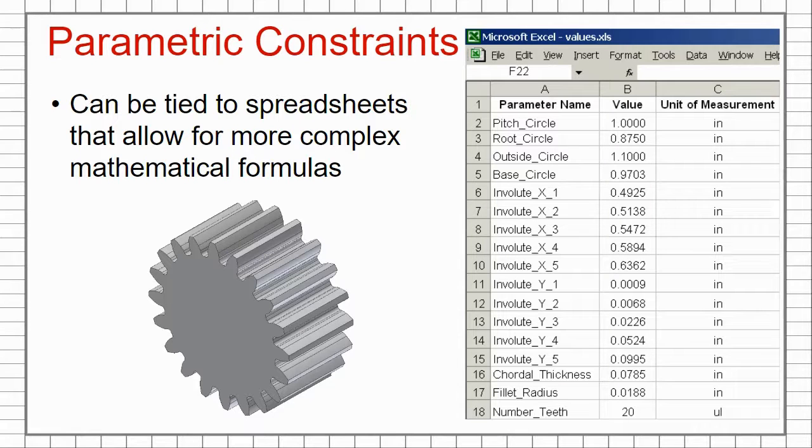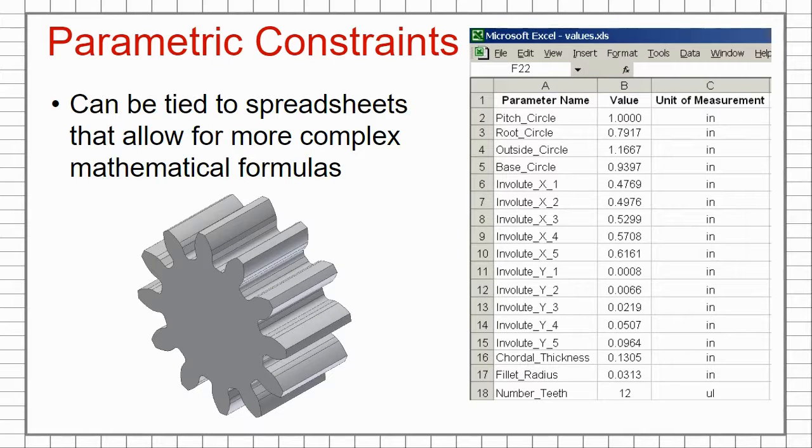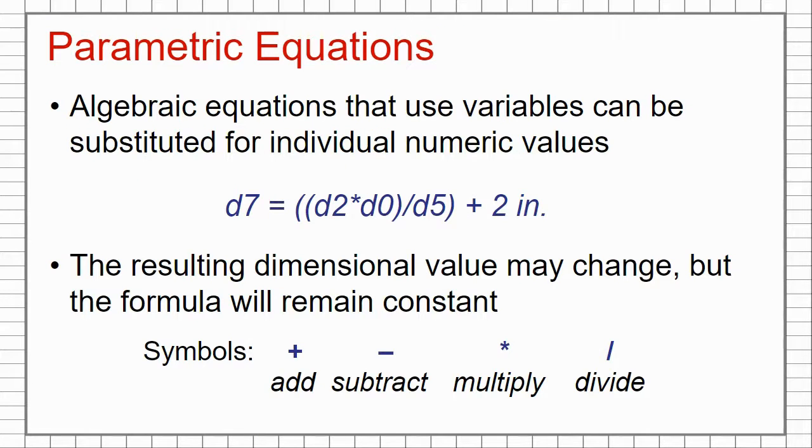If you do this right, you can make one small change, like to change the diameter of the gear, and you can change that aspect of the part without interfering with the size or shape of the teeth, because the teeth need to remain the same size and shape in order to work together with the teeth of a larger or a smaller gear. Parametric equations are algebraic equations that use variables which can be substituted for individual numeric values. So I already mentioned that each time a dimension is created, it gets a designation, such as D0, D1, D2, and so on.